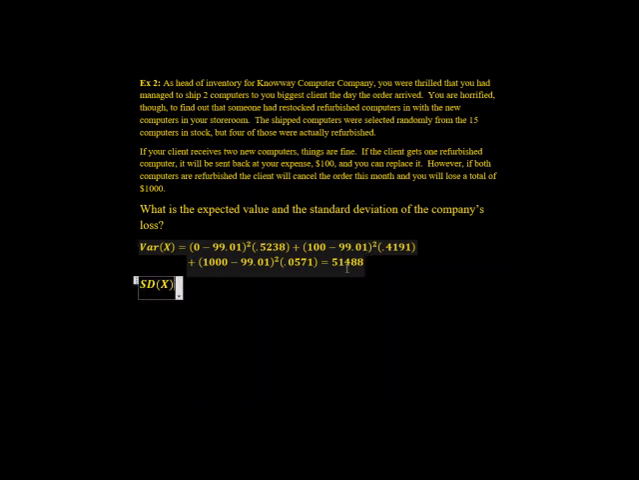Now we're going to find the standard deviation, which equals the square root of the variance, or the square root of 51,488. Which will equal $226.91.